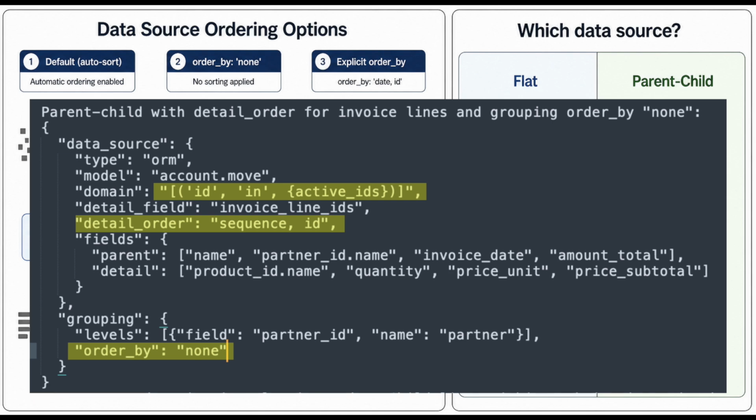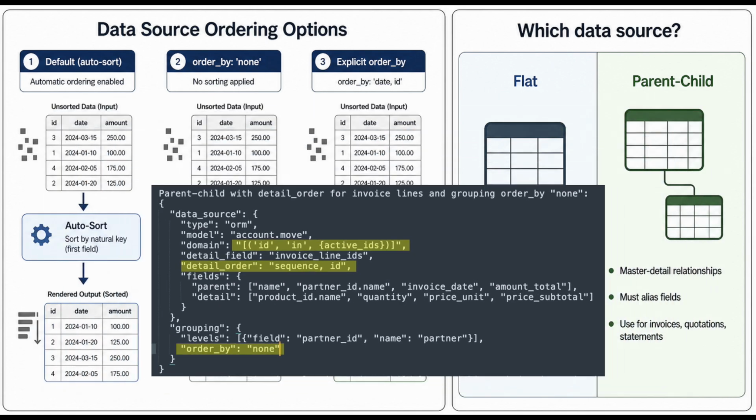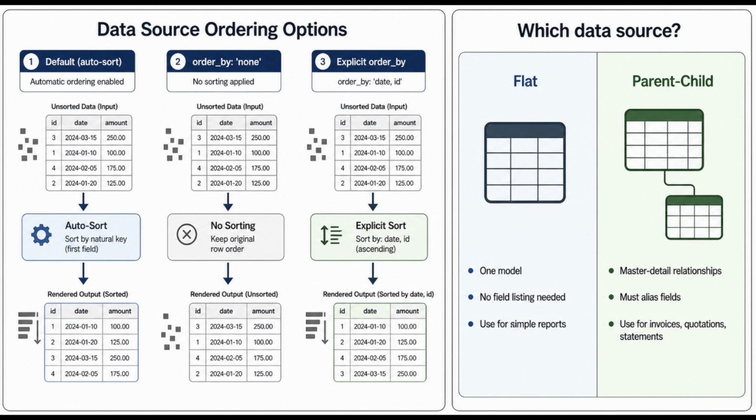It is independent of both the data source order and the grouping order by, as long as the grouping sort does not include child-level fields. In practice, grouping sorts parent fields and detail order sorts child fields, so they rarely interfere. Choosing between flat and parent-child data sources depends on what you need the report to do.